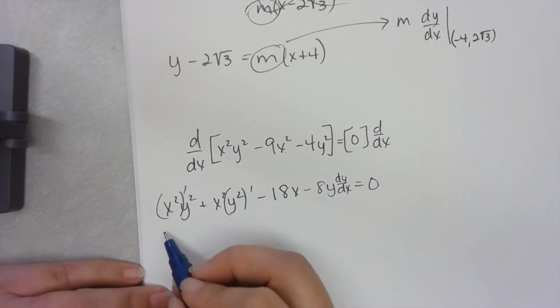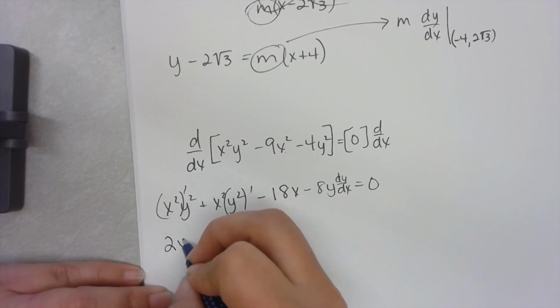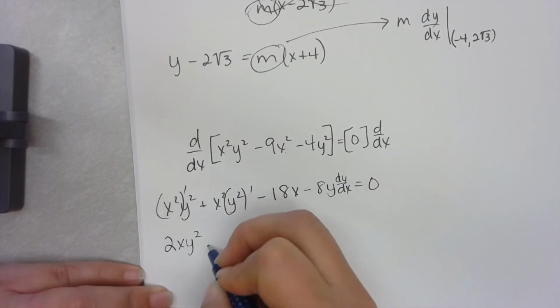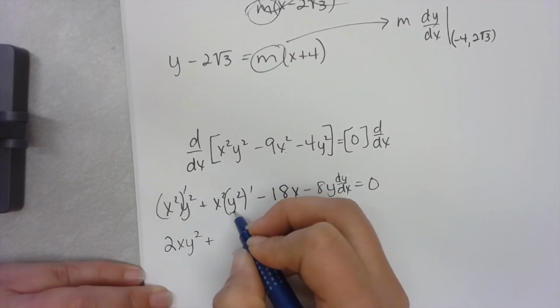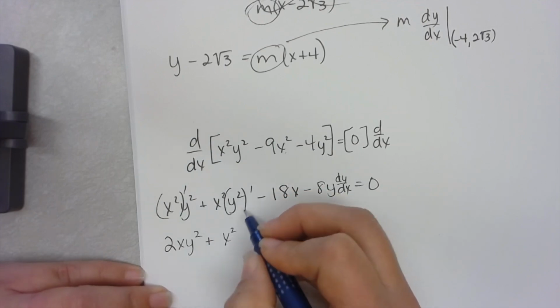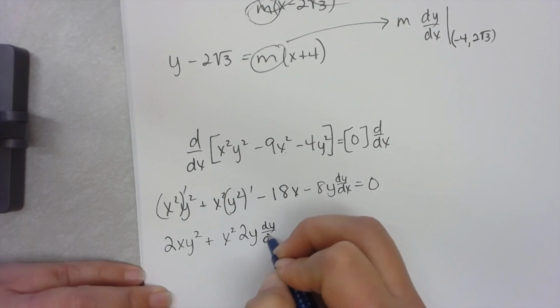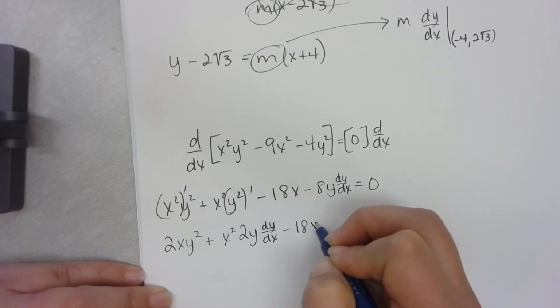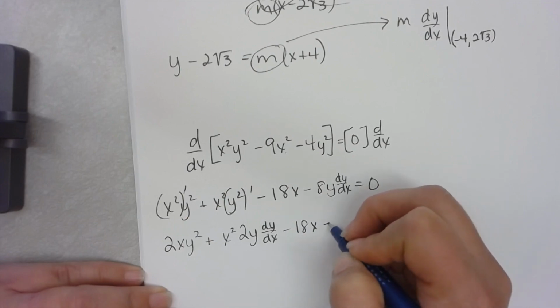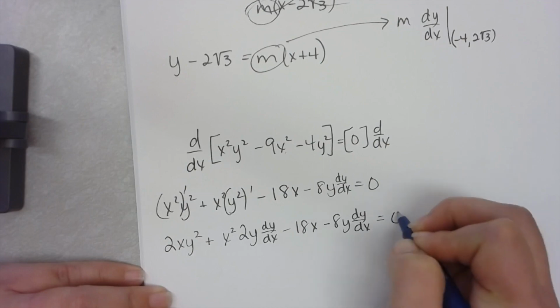All right, so now I need to finish this off. The derivative of x squared is 2x, and then the y squared comes with it. Then here I get the derivative of 2, so I'm bringing down the x squared. The derivative of y squared is 2y dy/dx. And then I'm just going to rewrite the rest: minus 18x minus 8y dy/dx equals 0.